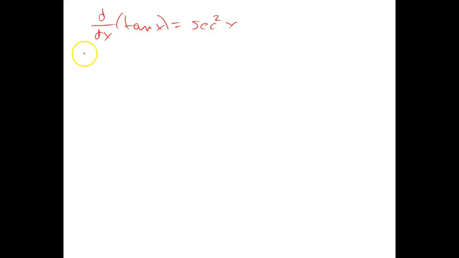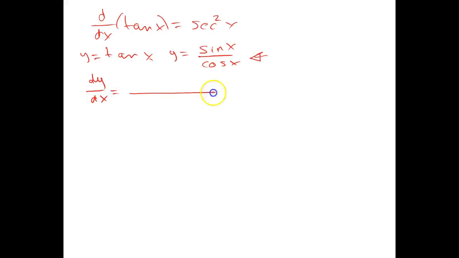So we could let y or f of x equal to tangent of x. And we know that tan x is equal to sine x over cosine x. And what we're going to do now is find the derivative of this function using the quotient rule. So dy dx, or y prime, is the bottom term squared.